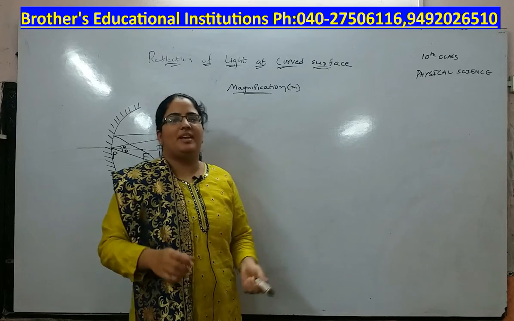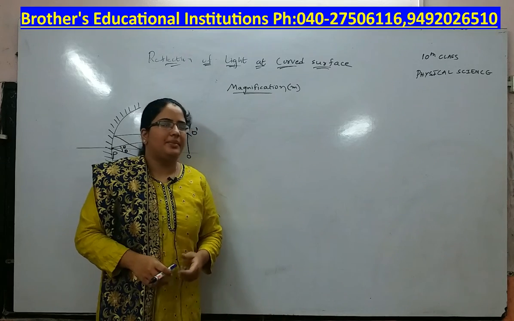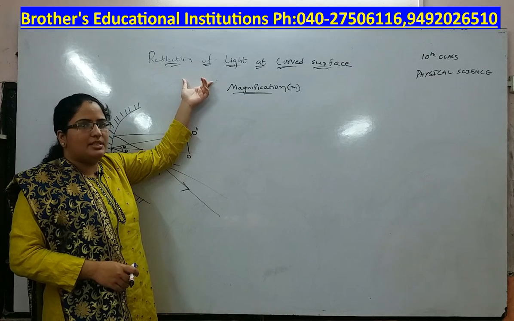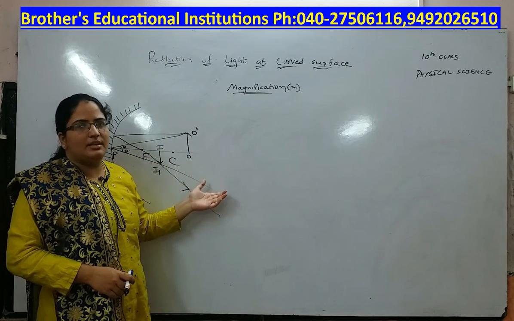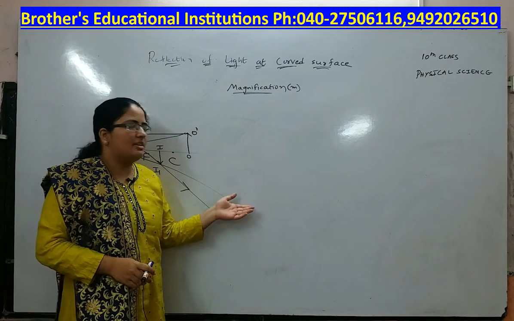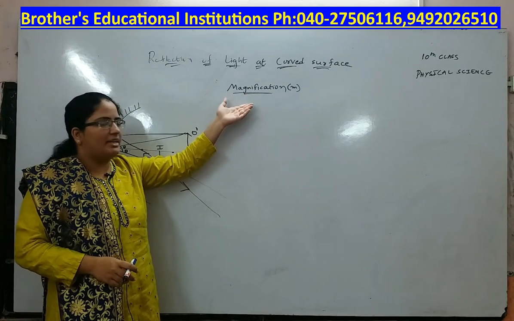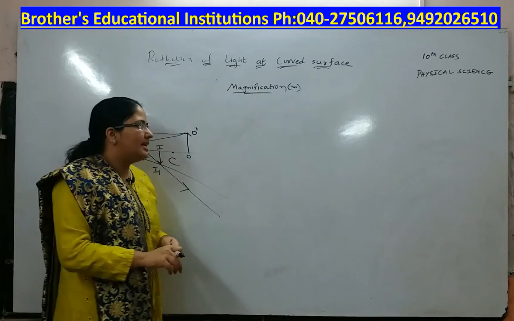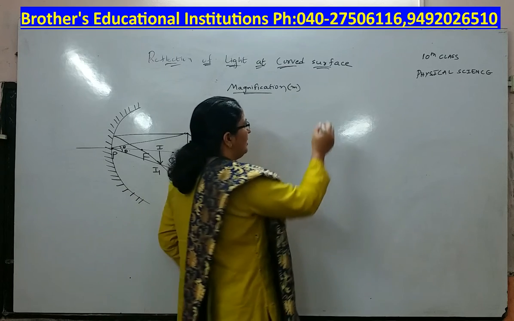Our very next topic in physics. We are still in reflection of light at curved surfaces. You have two derivations in this chapter. So let us discuss the first derivation, about magnification. Before going to magnification, let us discuss some terminology.